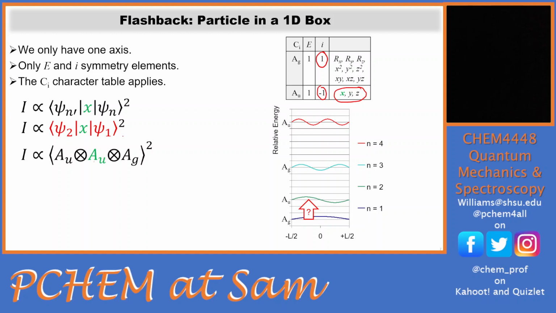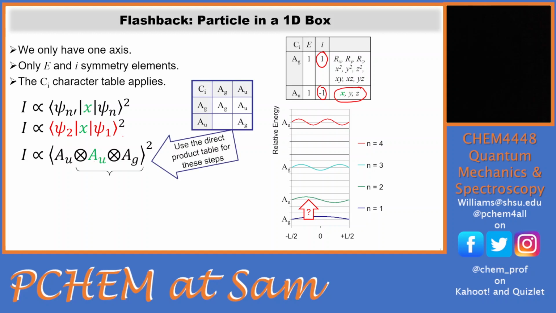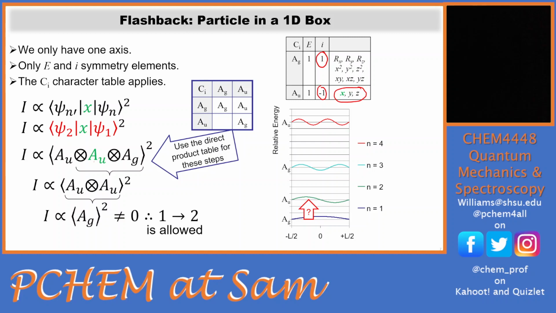And then we can use the direct product table to simplify or produce the following steps. And so Ag times Au gives you Au. And so then you simplify that, and now you have 2 terms times each other. And then you can use the direct product table again, and come up with Ag. And so then that integral is going to be non-zero because that's the top row in our character table over here. Is equal to Ag. And so this means that the transition from 1 to 2 is allowed.